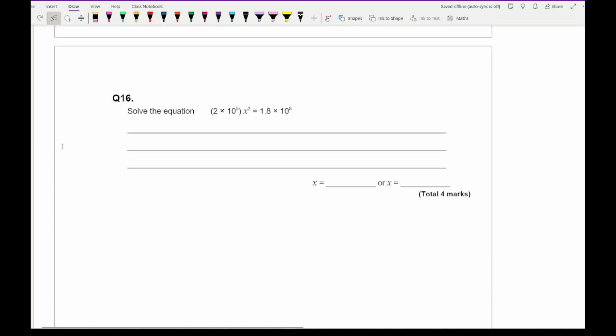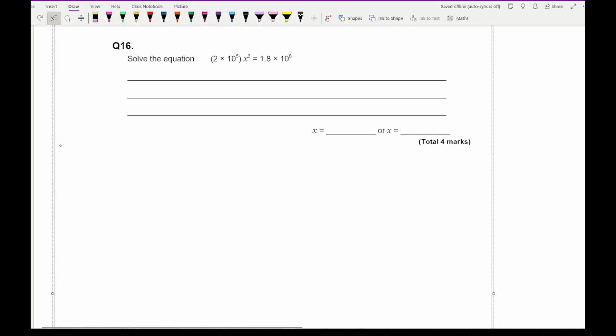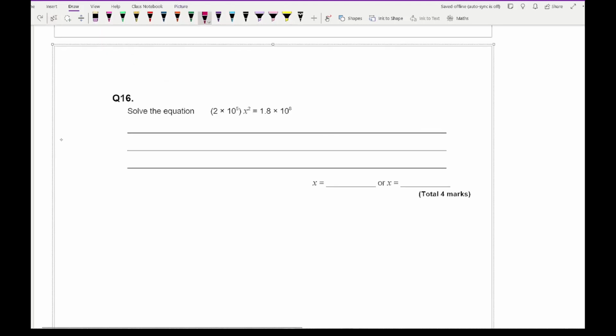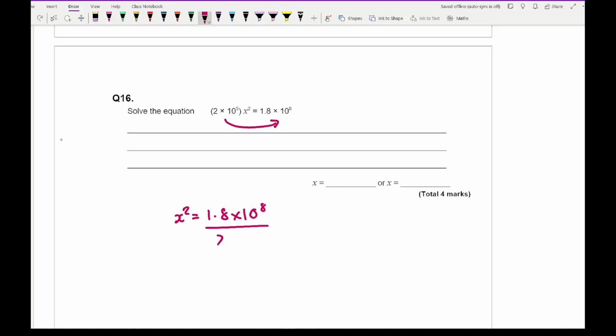Then moving on to question 16, it says 2 times 10 to the power of 5 multiplied by x squared equals 1.8 times 10 to the power 8, and we need to solve the equation. So from this, if I take this over to the other side, I end up with x squared equals 1.8 times 10 to the power 8, all divided by 2 times 10 to the power of 5.